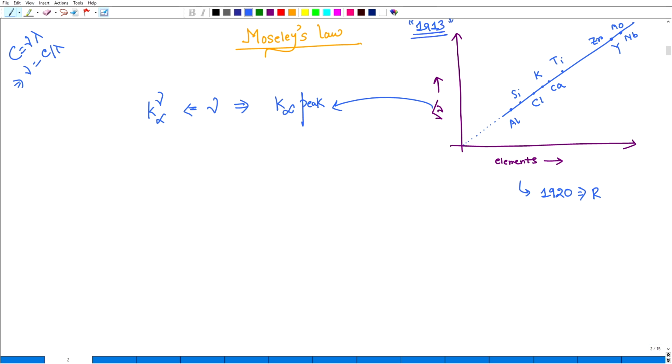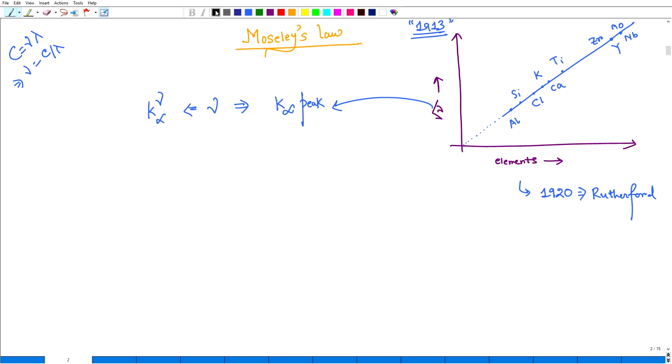Moseley obtained this result in 1920, and Rutherford explained Moseley's curve, Moseley's plot. So this was explained by Rutherford. What was the logic, the explanation given by Rutherford? Let me write it, then we will explain.